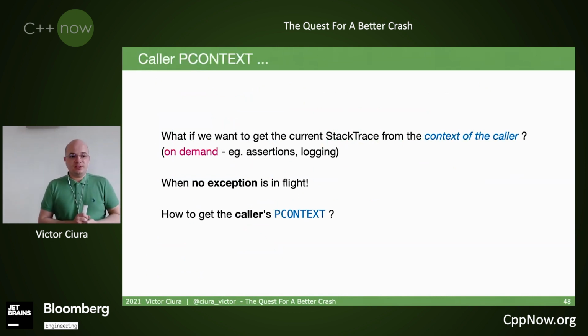So getting back to, if I want to see a full stack trace from the context of the caller. I'm in a particular function. For example, I want to assert or log that I've reached this point in this function, and I want to see all the possibilities, all the branches that the application took to reach this point in this function, for example, for logging or for exploring something.